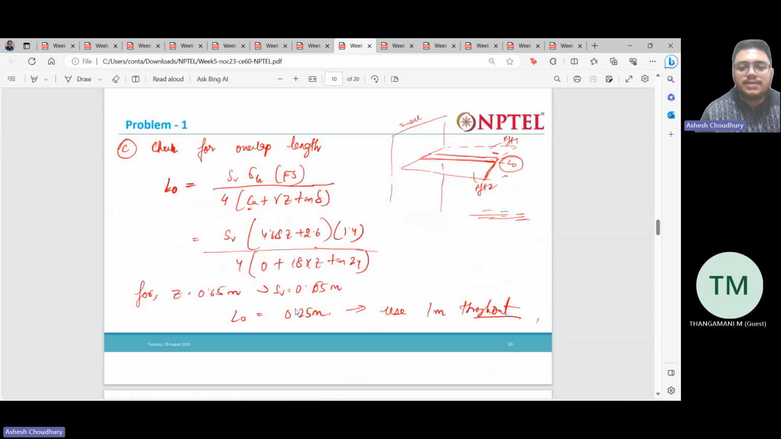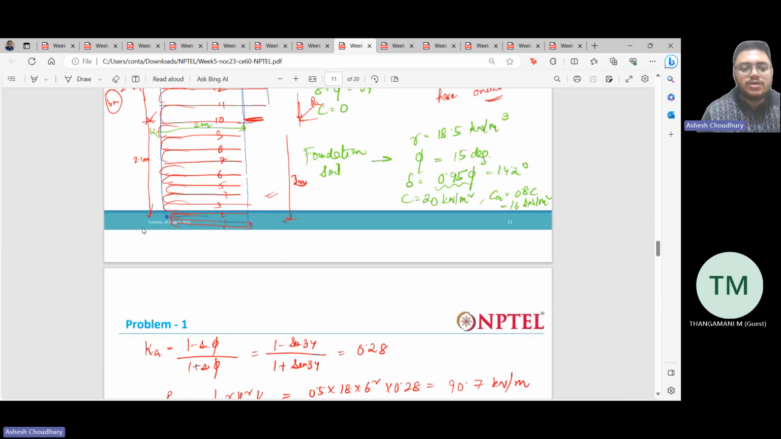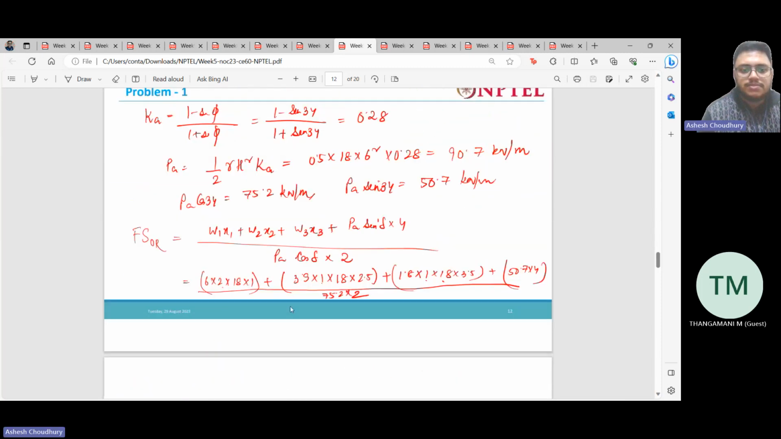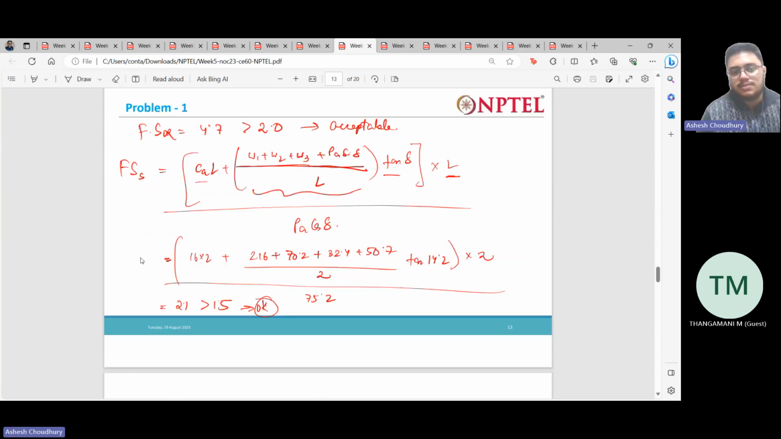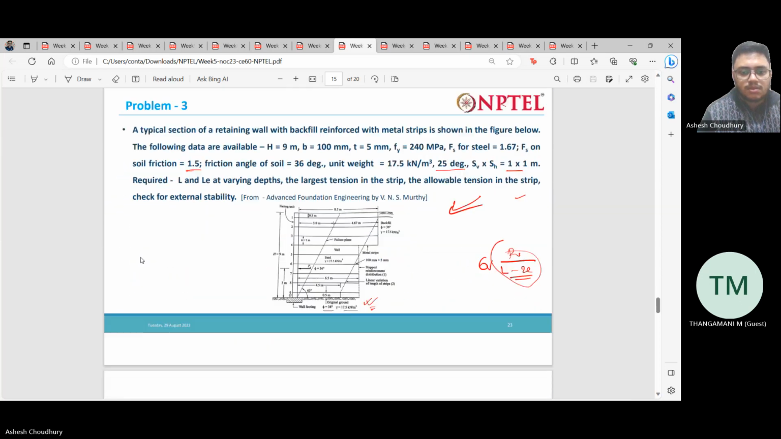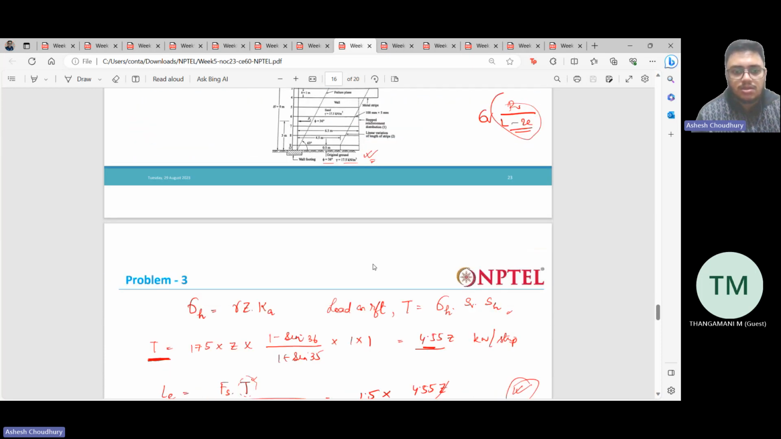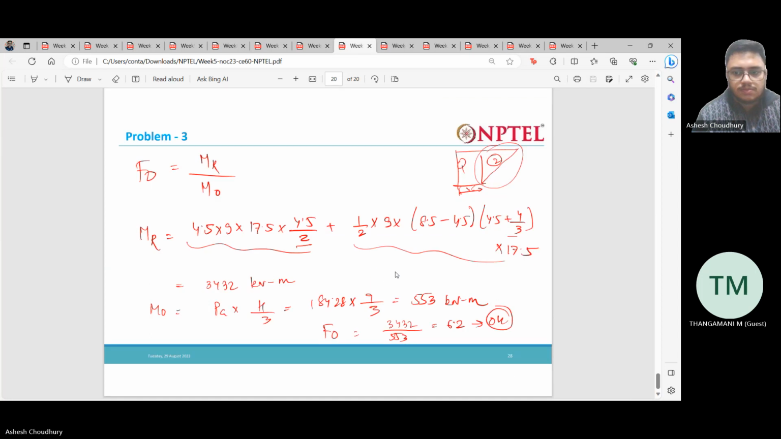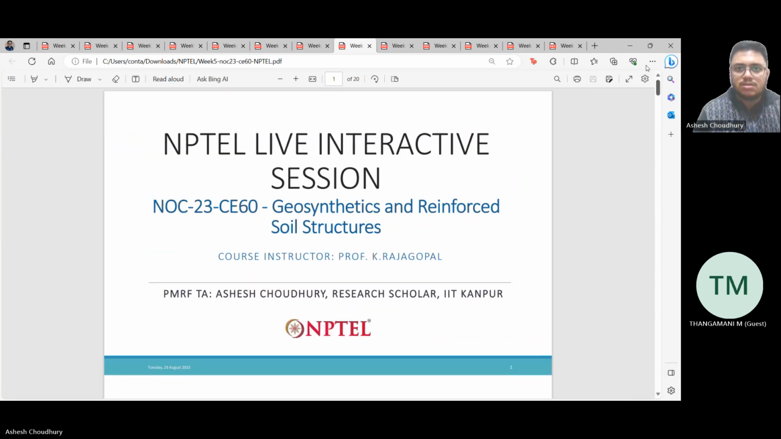Right. So this completed the internal stability. This design actually satisfied the internal stability. And after that, what you need to do? We need to check for the external stability. So then what we did? We checked the external stability, which is the overturning stability and the sliding stability. Similar to this, some more problems we solved.